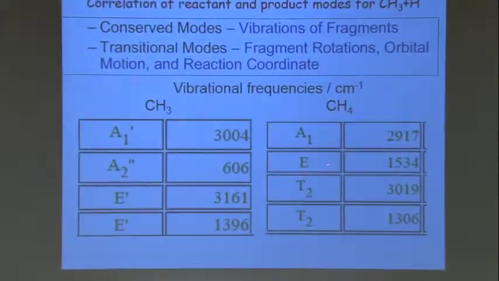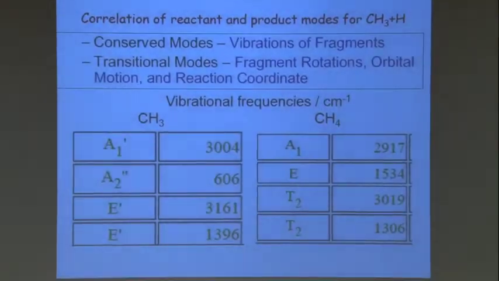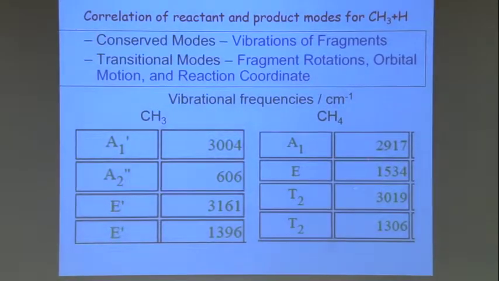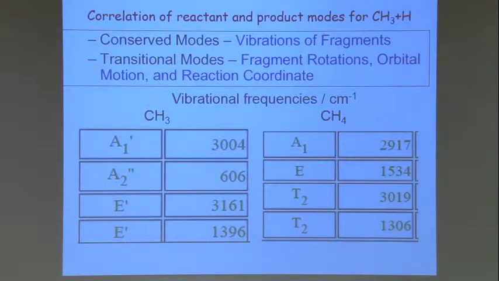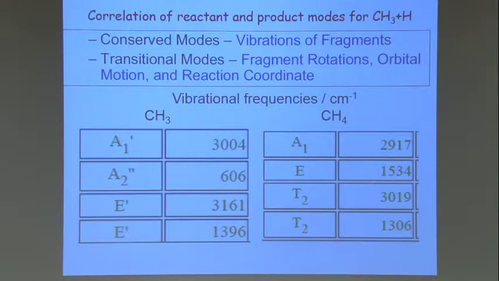And this is methane. Methane, we've got 4 CH stretches, 1 here. This is triply degenerate, 3 there. And then these are deformation modes of various sorts. 2 of them there and 3 of them there. Okay, now what we're going to do is we're going to have a look at what happens as H comes in to CH3.